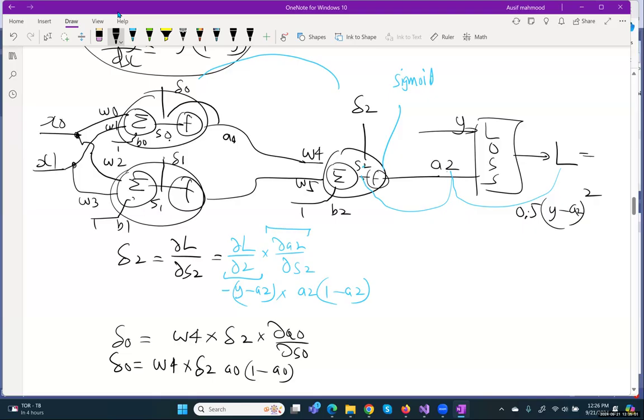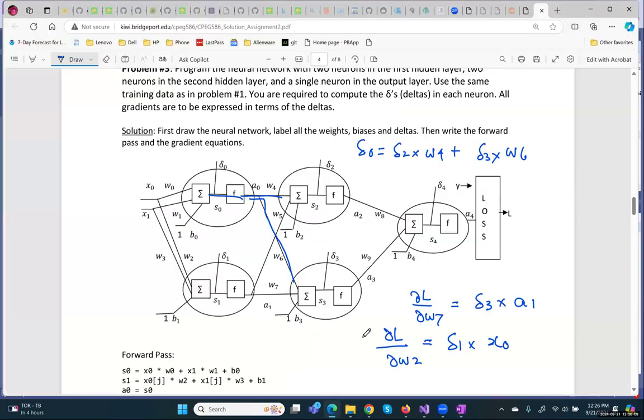So let me see if you guys followed it. Let's go to our bigger picture. All right, let's try to compute delta 1.